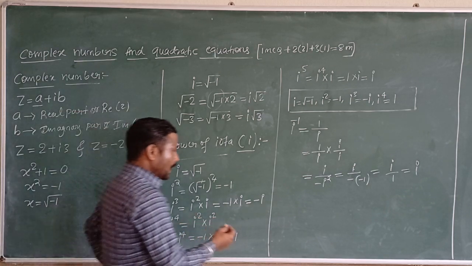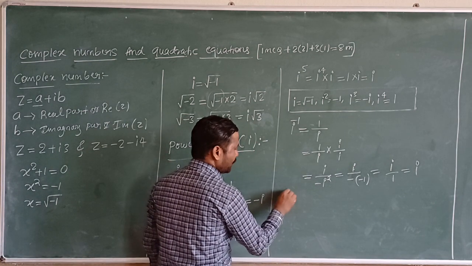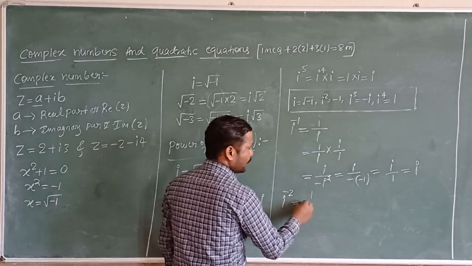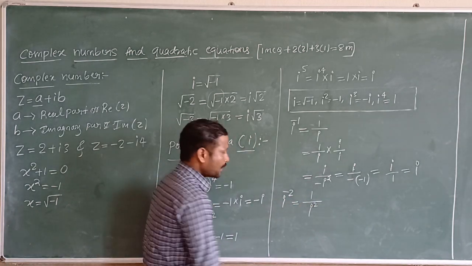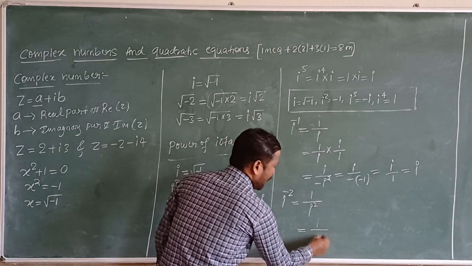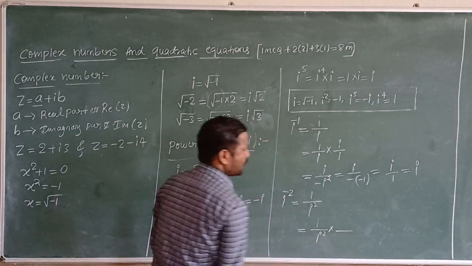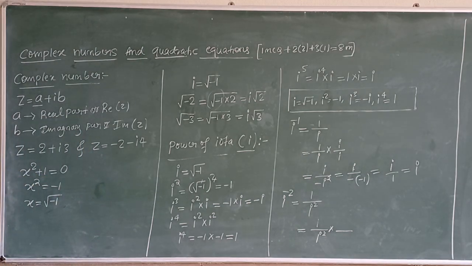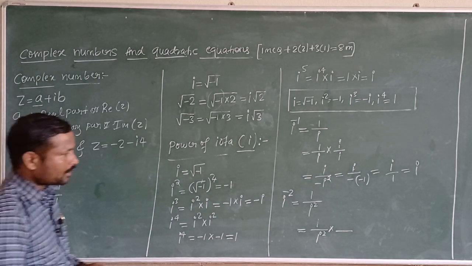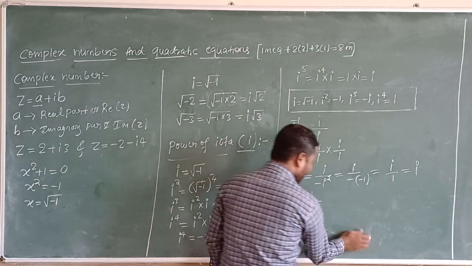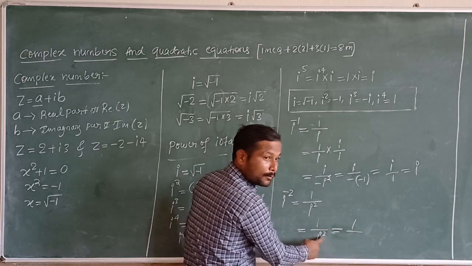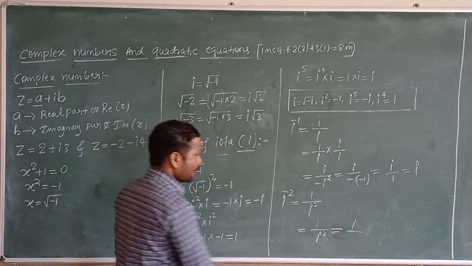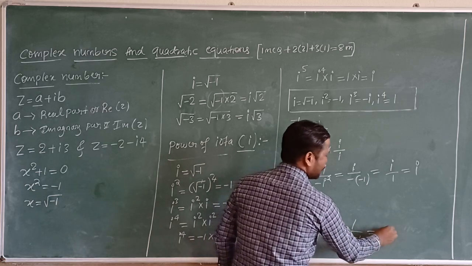Suppose iota power -2 now. What do we do? 1 divided by iota square, take rationalizing in the denominator. See here, that is 1 divided by iota square. 1 divided by what is i square value? I square value is -1. 1 divided by -1 is -1.